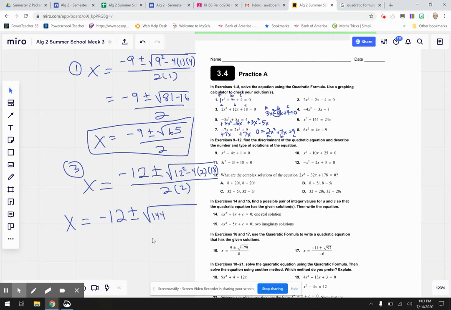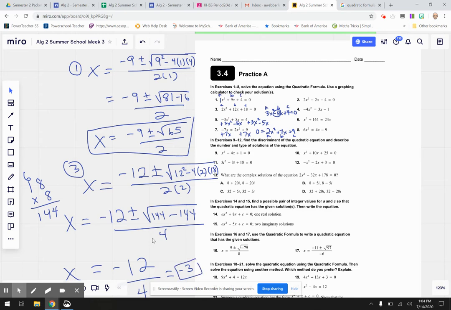And let's see, that's negative 4 times 2 is negative 8 times 18. So if we do 18 times 8, that's going to give us 64 carry 6, so 144. So 144 minus 144, ooh, that's going to be a 0 over 4. 2 times 2 is 4, so x equals negative 12, and we don't need anything inside the square root because the square root of 0 is just 0. So you're actually going to only have one answer. It's going to be negative 3. Woohoo.